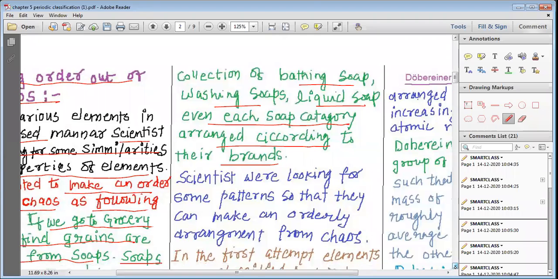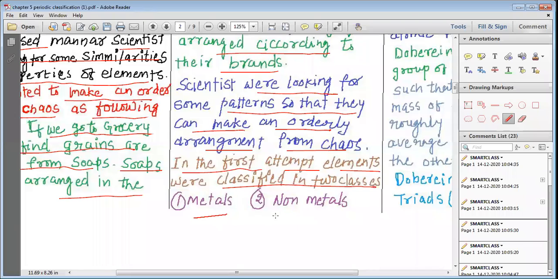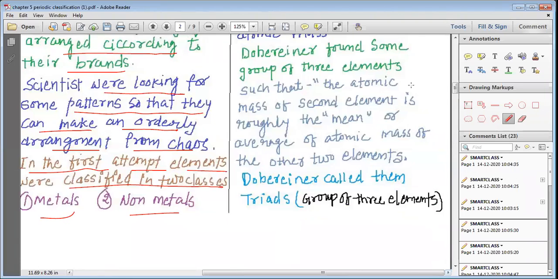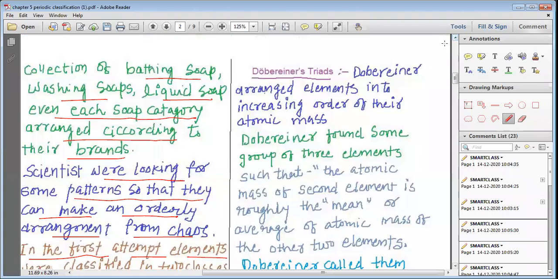So this way, if you go to the grocery shop, you will find the arrangement in an organized manner. In the same way, scientists were looking for patterns so that they could make an orderly arrangement from chaos. In the first attempt, elements were classified in two classes, metals and non-metals. So you may be asked what were the first two classes in which the elements were classified? One was metals and another was non-metals.